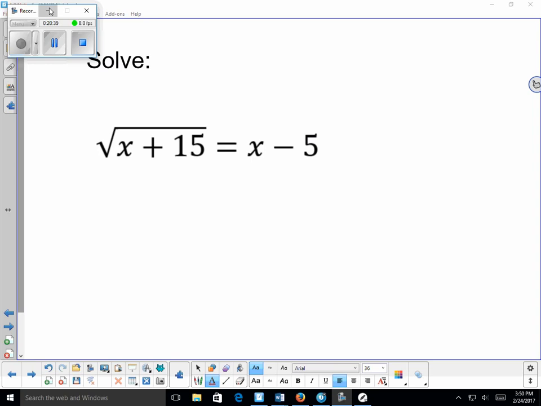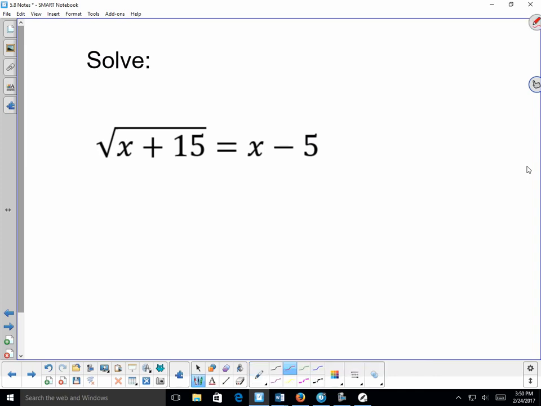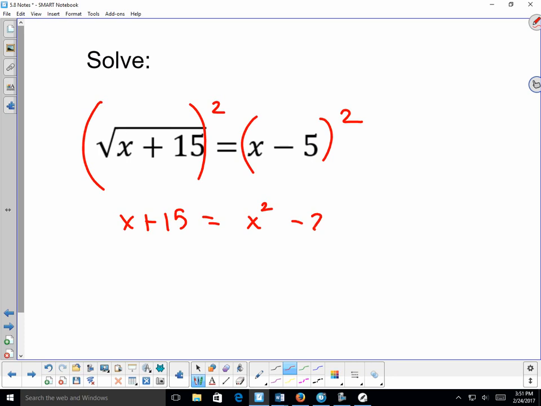Okay, let's look at one more example here. This one we're solving square root of x plus 15 equaling x minus 5. This is a very important one because many students get this problem wrong. And here's why. When students try to square both sides like this, they get x plus 15 okay on the left, but then they think the right side is just like x squared minus 25, or maybe x squared plus 25. But that is not correct. So let's talk about why that's not correct.